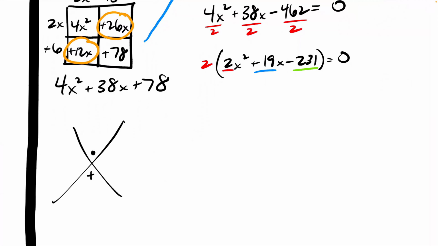So we go A times C. 2 times negative 231 is negative 461. Add up to be 19. There are two numbers that multiply to be negative 461 and add to be 19.